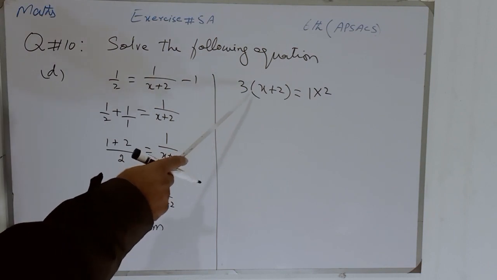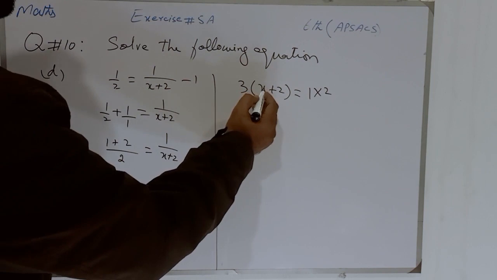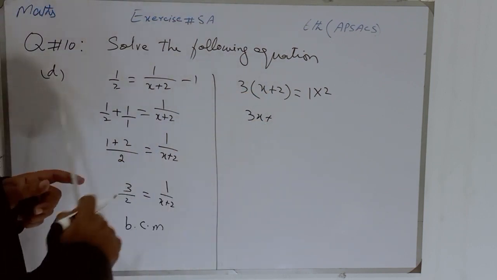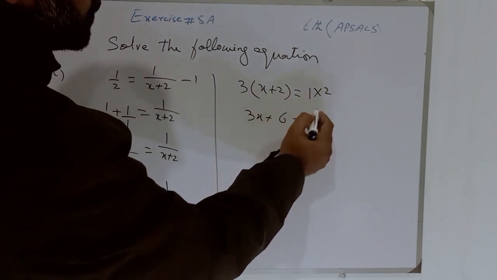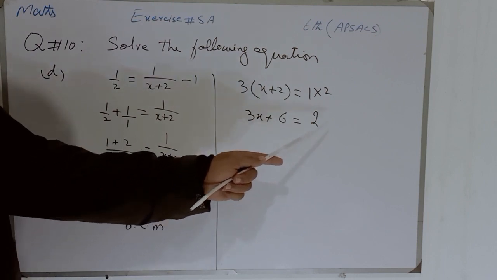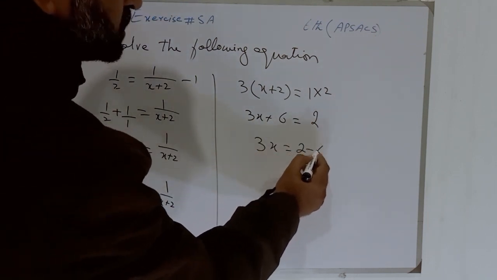Now this 3 will multiply with both the numbers that are written in the bracket. 3 multiplied by x means 3x plus 3 multiplied by 2 means 6 is equal to 1 2s are 2. This 6 is plus on the left side. When I transfer it to the other side, it will become minus. So 3x is equal to 2 minus 6.